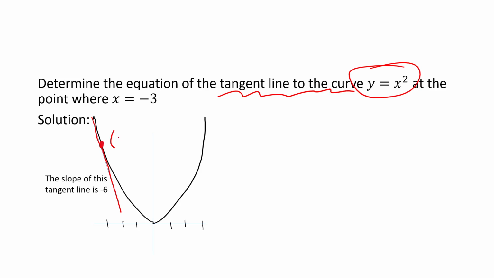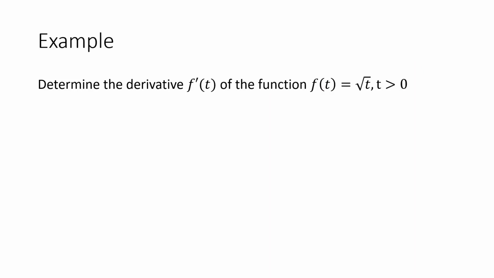And to do that, I already know the x value of this point. It's -3. I'd like to know the y value, and I simply plug it into the formula for the curve. The formula for the curve is y equals x squared. So literally y will be (-3) squared, which is 9. So what I've got is a straight line going through the point (-3, 9) with a slope of -6. I can figure out the equation using my grade 9 math skills.